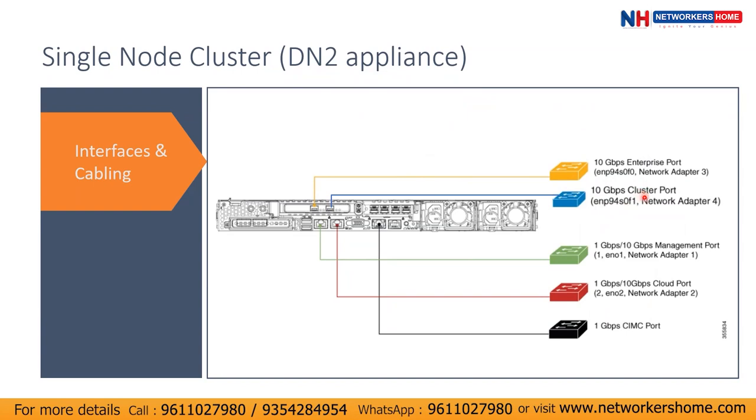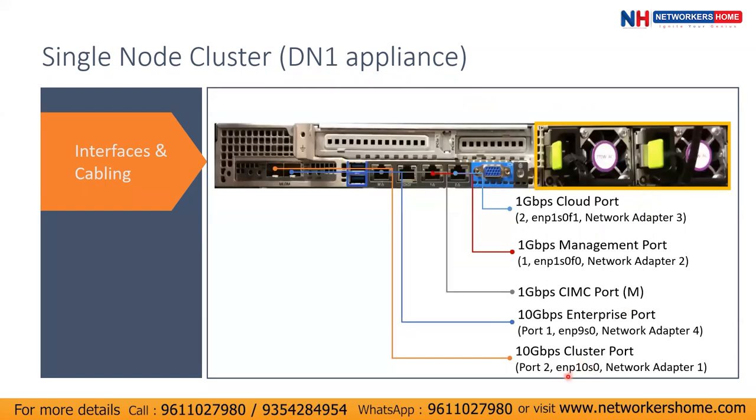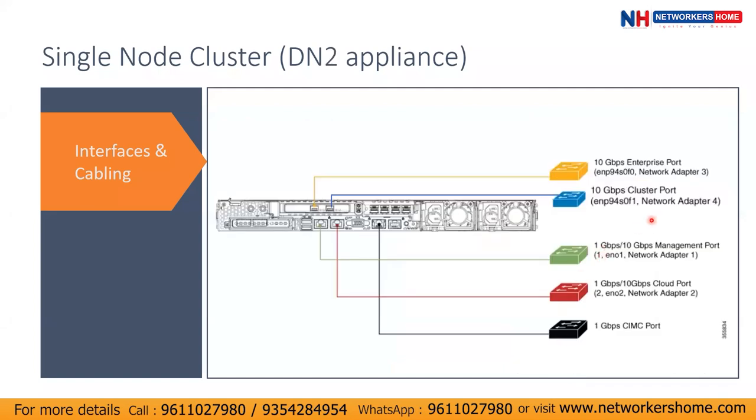See, this is DN2. Some of the names have changed. Previously, the cluster port name started with ENP10S0. Here, the name is ENP94S0F1. But the purpose of this port is the same. It is the cluster port and it serves the functionality of connecting one DNAC to another DNAC for the case of high availability. Same as the enterprise port, the functionality remains the same. The name has changed, right?